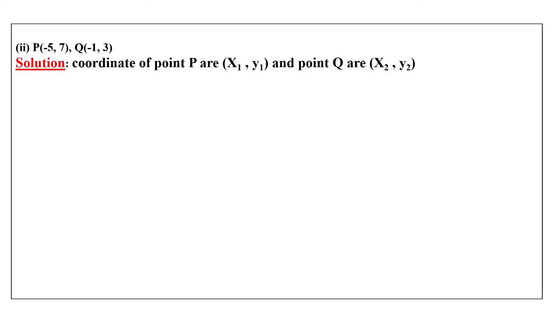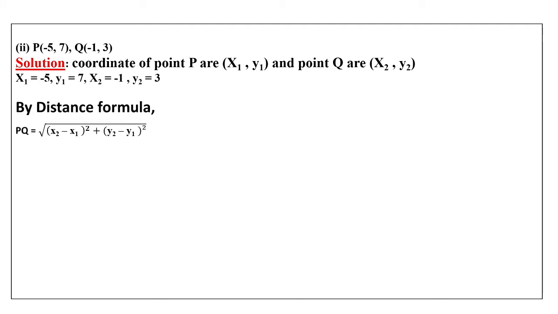Same way we will solve the second one. In the second question, point P is (minus 5, 7) and Q is (minus 1, 3). Here we write the coordinates of points P and Q. x1 is minus 5, y1 is 7, x2 is minus 1 and y2 is 3.